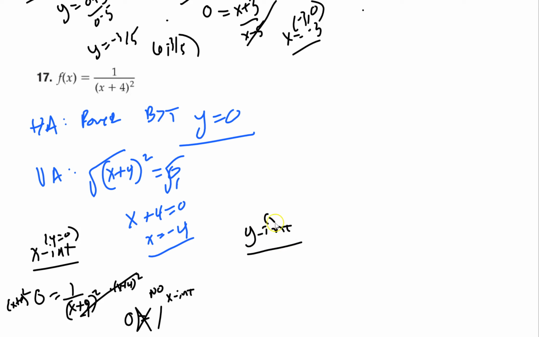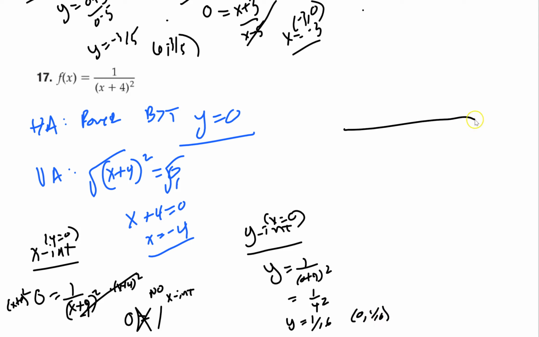Y-intercept. Right, so again, we're going to set x equal to 0. So we're going to have y equals 1 over (0 plus 4) squared, which is 1 over 4 squared, which is 1 over 16. So 0 and 1/16. So let's graph this. Again, always do our asymptotes first. So I get horizontal at 0. Vertical is at -4. And I have my y-intercept at 0 and 1/16.